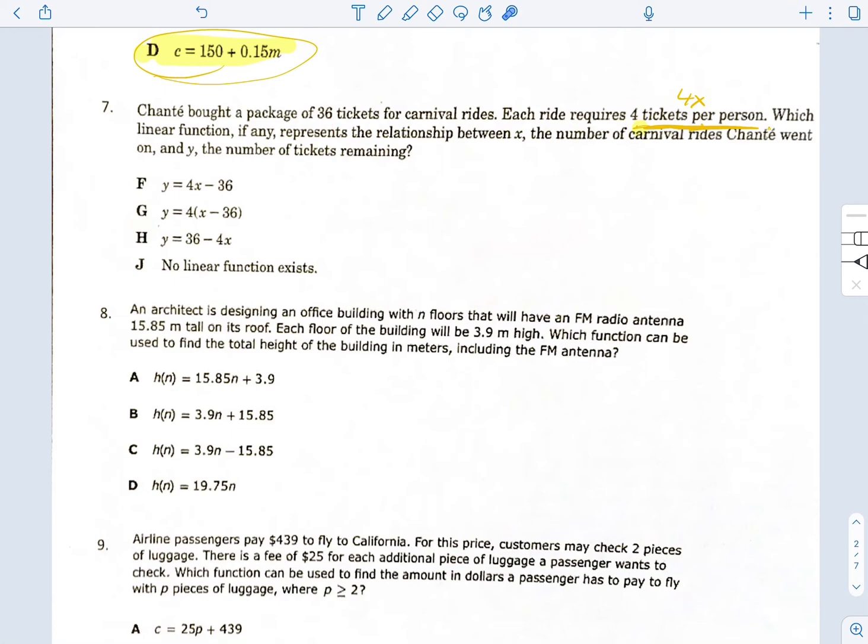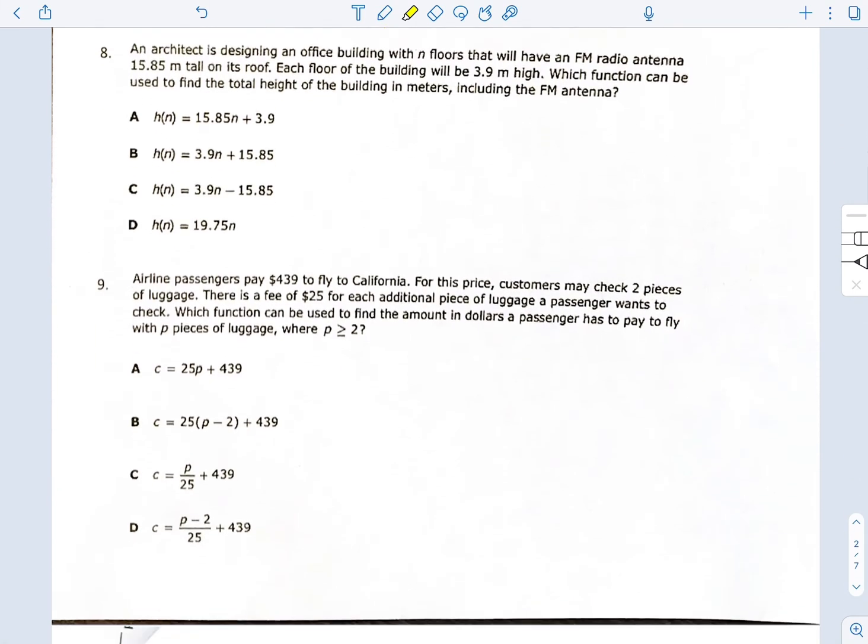Now, we have 36. But for every person, you're losing tickets. You're not gaining tickets. So there's a subtraction here of -4 for every person. Now, which equation looks like that? It's H.